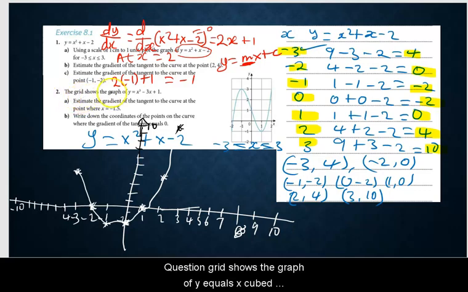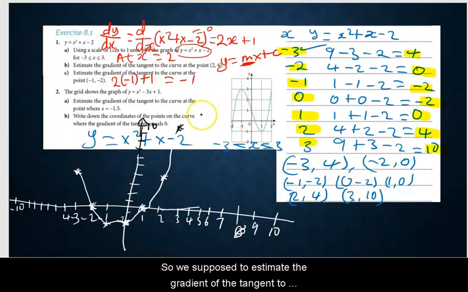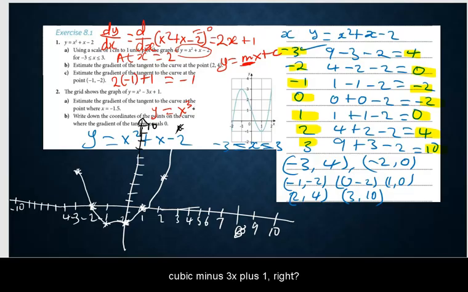Question: the grid shows the graph of y equals x cubed minus 3x plus 1 that we have seen here. It is showing the graph of the function x cubed. So this is a cubic function. So we're supposed to estimate the gradient of the tangent to the curve at the point where x is equal to -1.5. So look at the graph again and tell me what you can observe. Again, the function is given as x cubed minus 3x plus 1, right?